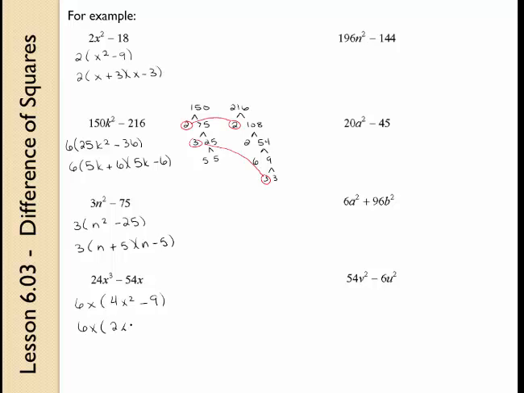So I take the square root of the first and the second, and I plus and minus. Now you'll notice I still carry this down, whatever I factored out. It doesn't go away just because you factored it out. It's still a part of the expression.